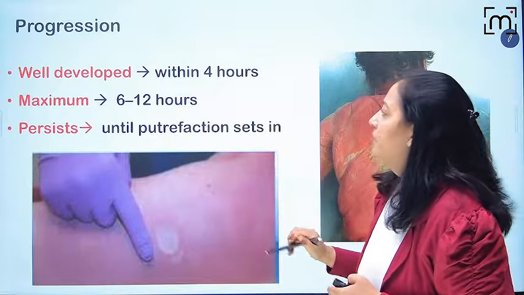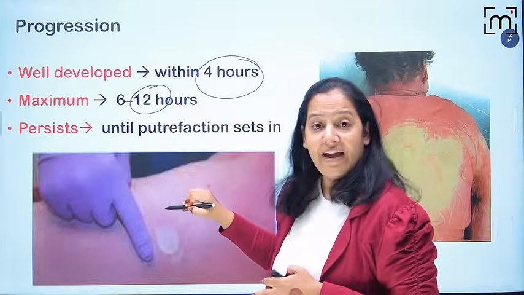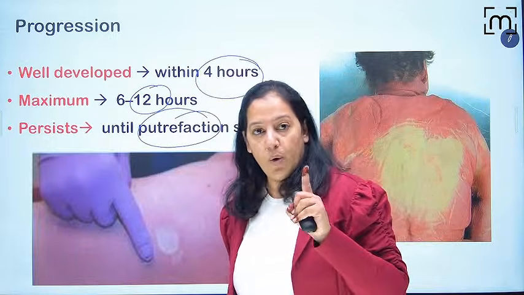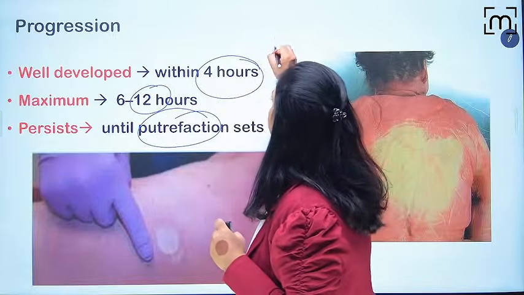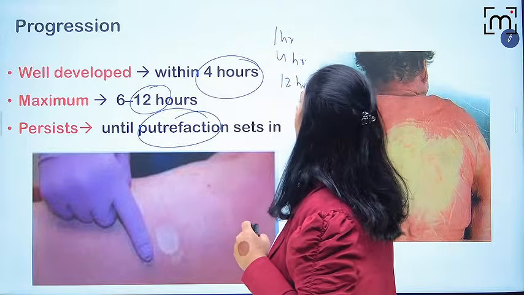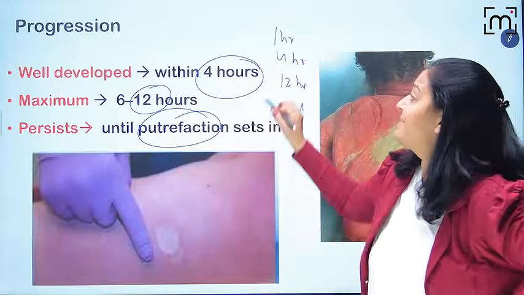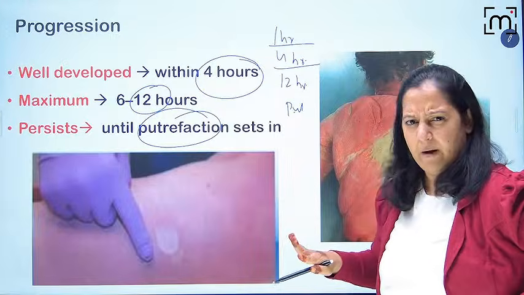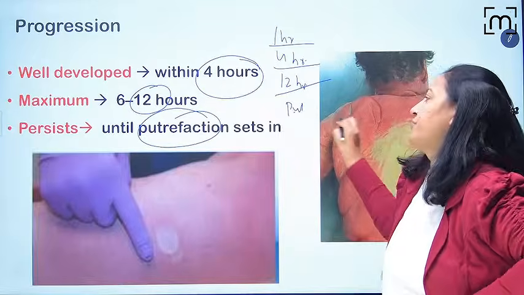Now progression. Within 4 hours, it is well developed. Maximum in 12 hours, and it persists until putrefaction sets in. Learn it like this: it starts being visible after 1 hour, well developed in 4 hours but not maximum, peaks at maximum in 12 hours, and remains there till putrefaction sets in.